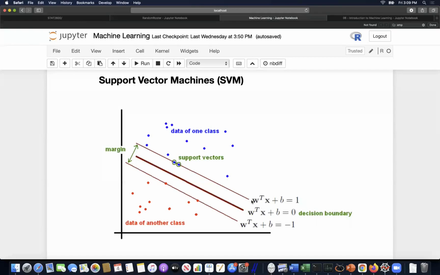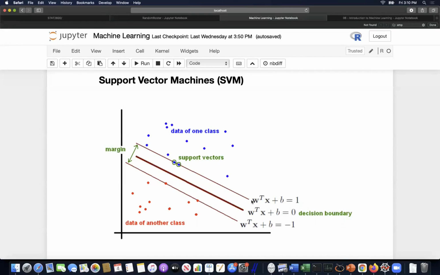And the norm, if we don't know what that is, if you have a scalar, the norm is going to correspond to the absolute value of that scalar. If you have a vector with two entries, let's say W1 and W2, the norm is going to be W1 squared plus W2 squared, and then the square root of that.